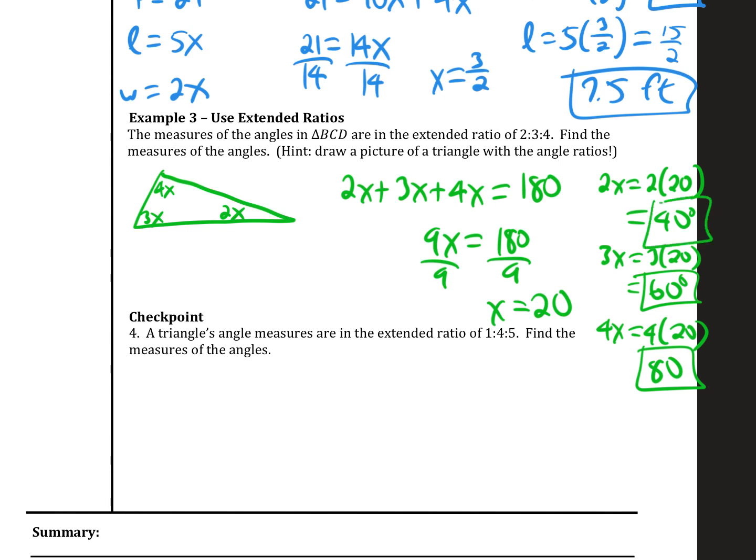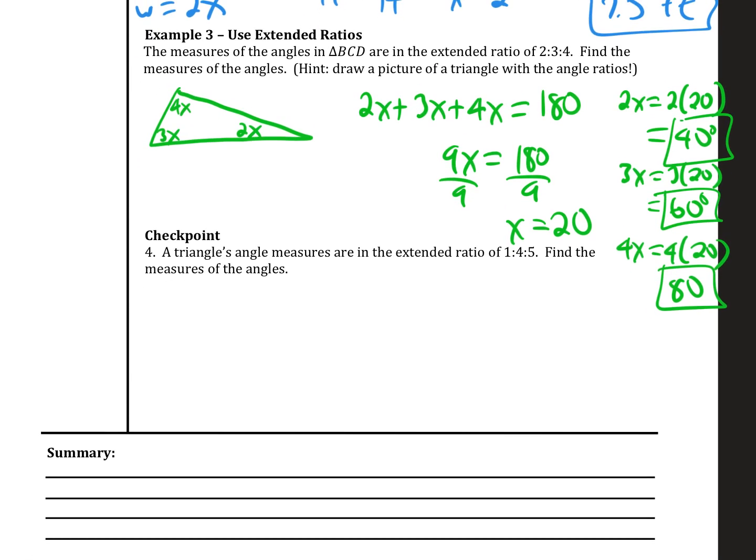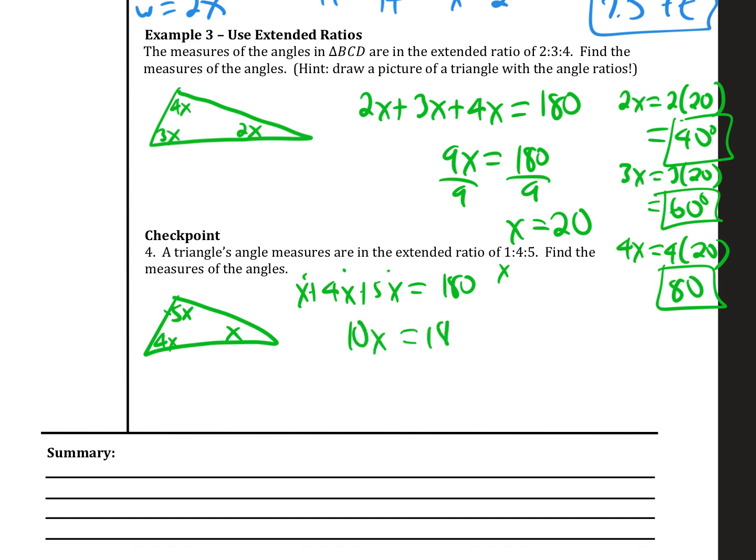Okay? All right, last example is very similar. Go ahead and see if you can figure it out. Give it a try. All right, checkpoint 4, same thing. We draw our triangle. This is x, 4x, and 5x. They all add up to 180, so x plus 4x plus 5x equals 180. Add them all up, we're going to get 10x. These are all like terms here. Equals 180. Divide by 10. So x is going to equal 18. And then if we plug those in, we're going to get 18 degrees, 72 degrees, and 90 degrees. And those are going to be the 3 things here, okay?